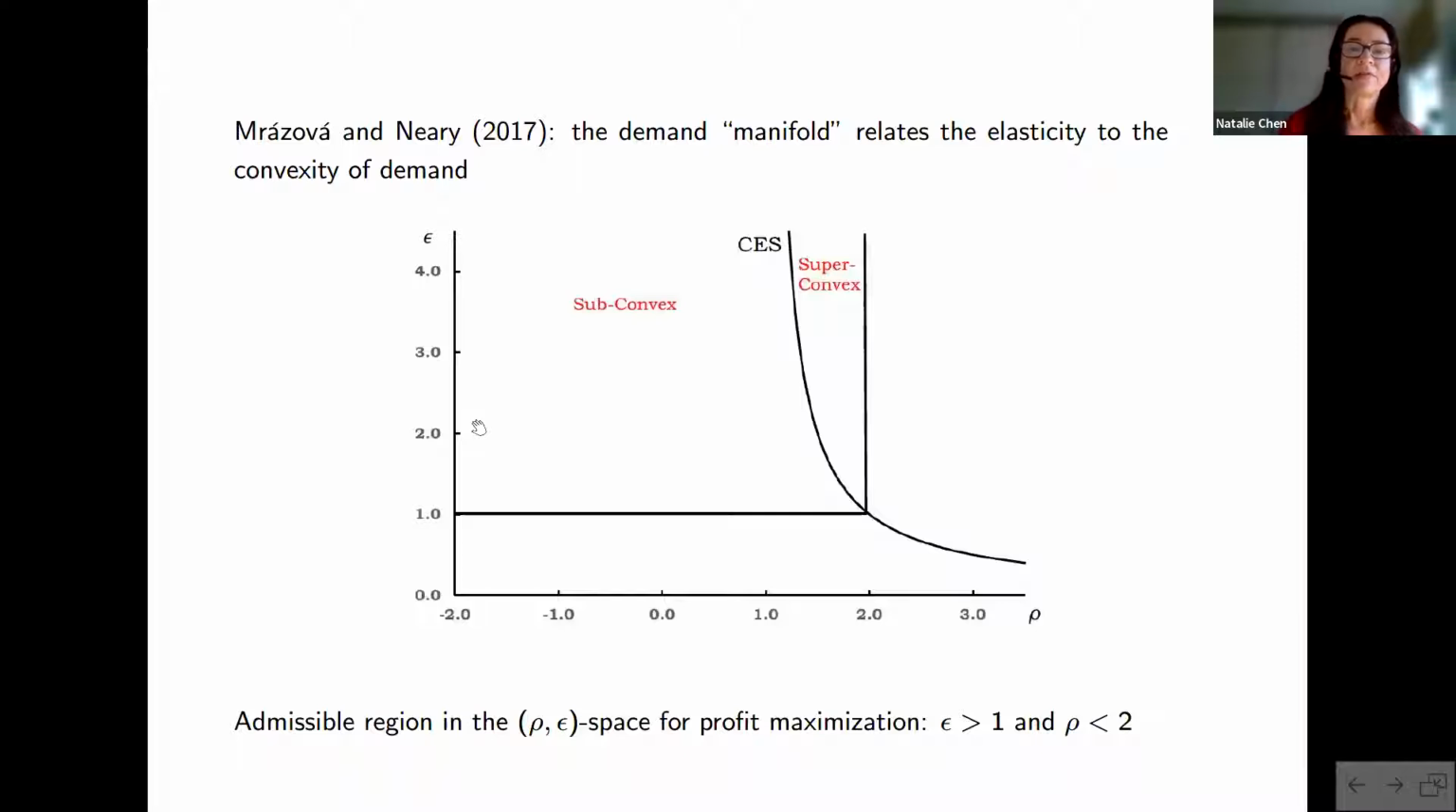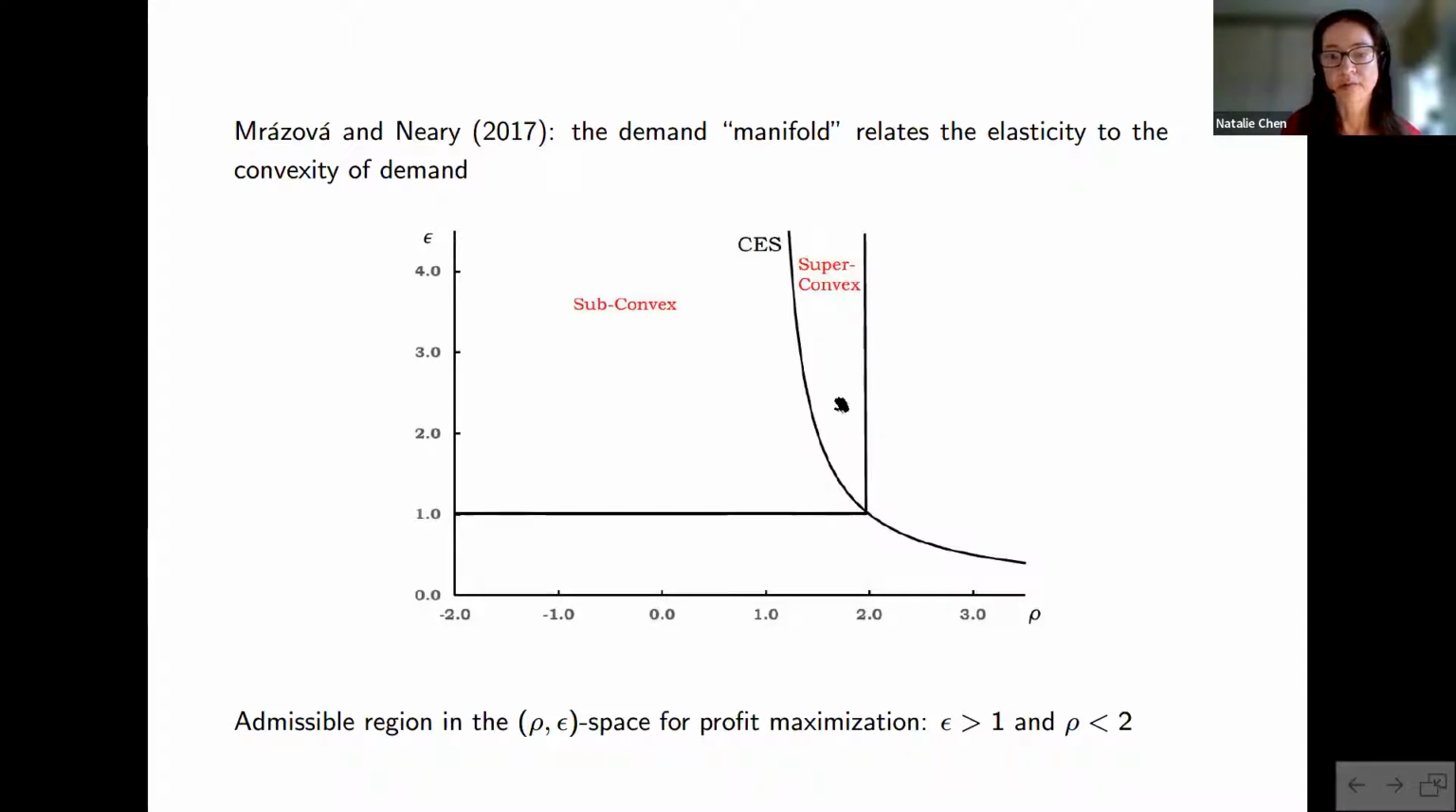So Mrazova and Neary define what we call the demand manifold as the curve that relates the elasticity of demand to the convexity of demand. So graphically, we can have this, where on the vertical axis, we have the elasticity of demand, and horizontal axis, we have the convexity of demand. So if a monopolistically competitive firm maximizes profits, Mrazova and Neary say that the firm needs to be on a point on its demand curve where the elasticity is larger than 1 and the convexity is less than 2. So the admissible region in this space is going to be given by this kind of rectangle here, where the convexity is less than 2 and the elasticity is larger than 1.